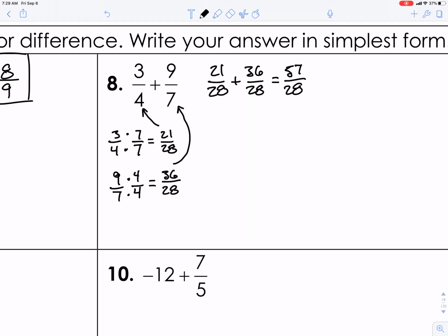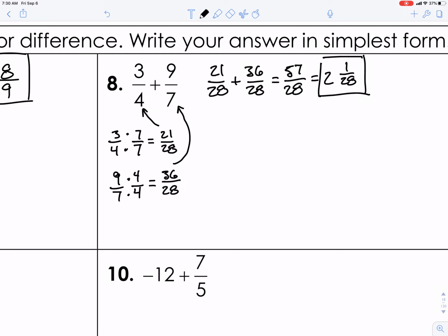Okay? Now I got to figure out, this is an improper fraction. I've got to convert it to a mixed number in the simplest form, or the reduced fraction. So 28 goes into 57. I know that's 2 times. 28 times 2 is 56. So it's 2, and if I take 56 out of 57, I'm left with 1/28. There's my answer.